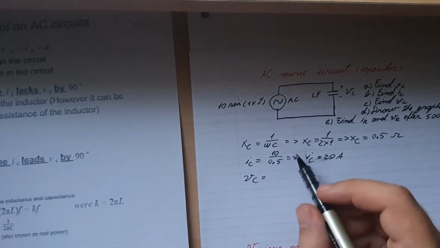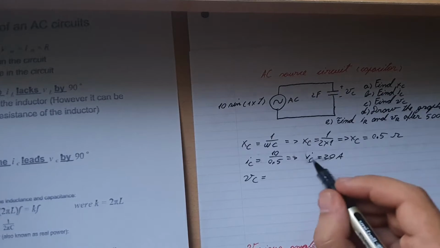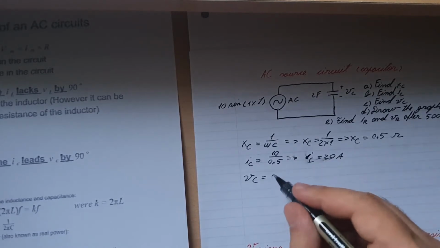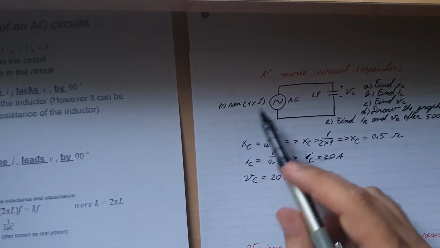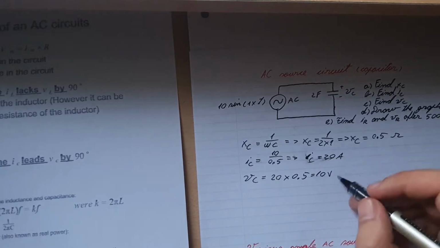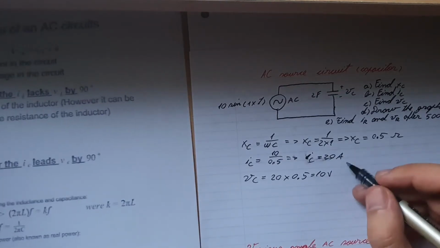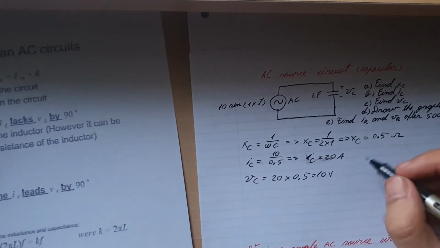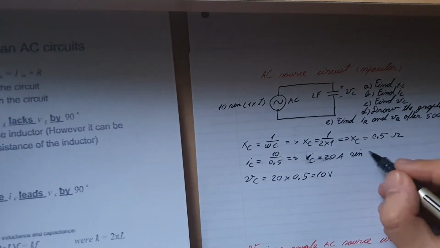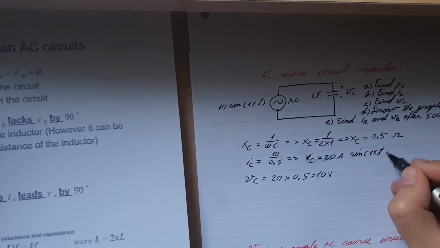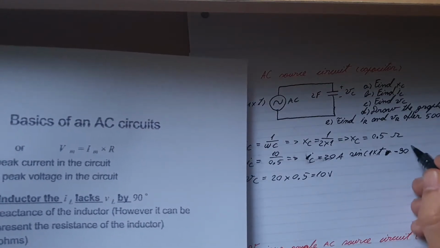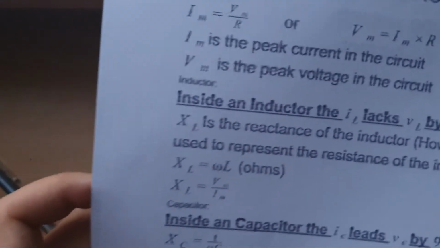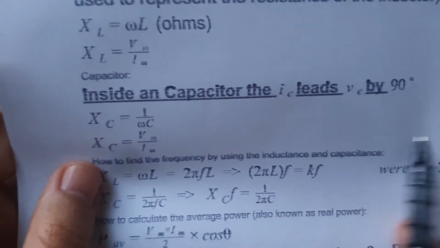VC will be equal with, and we just do the current multiplied by the resistance. That will be 20 times 0.5, and that will be equal with 10 volts, the maximum value. And then actually let's just put the full form of them. So be 20 amps sine 1 times t plus, no, this one will be minus, yeah, minus 90 degrees, because IC leads VC by 90 degrees in a capacitor.